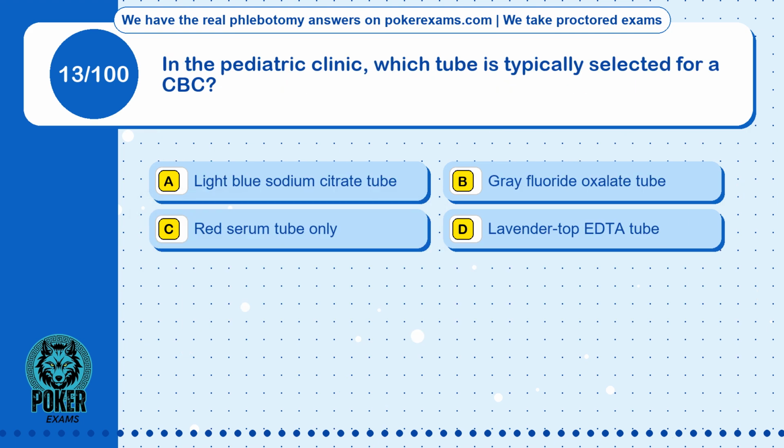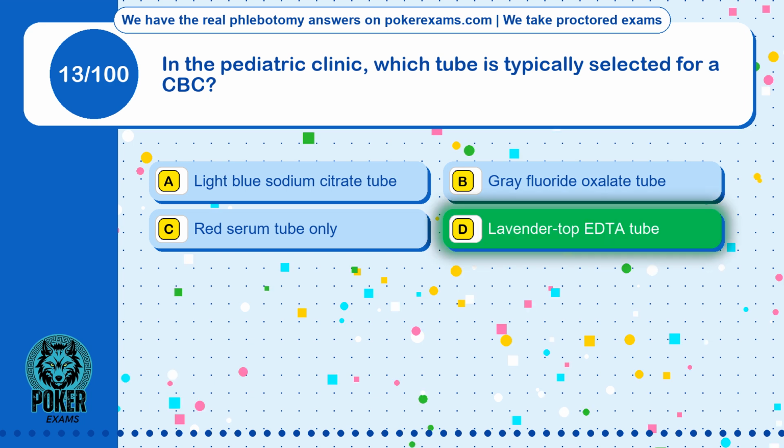Question 13. In the pediatric clinic, which tube is typically selected for a CBC? Option A, light blue sodium citrate tube. Option B, gray fluoride oxalate tube. Option C, red serum tube only. Option D, lavender top EDTA tube.